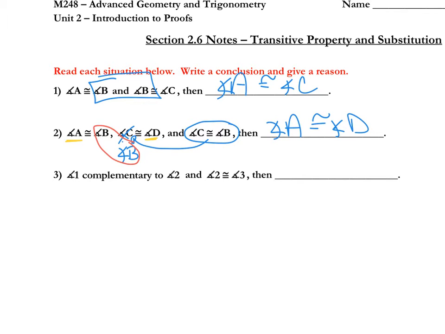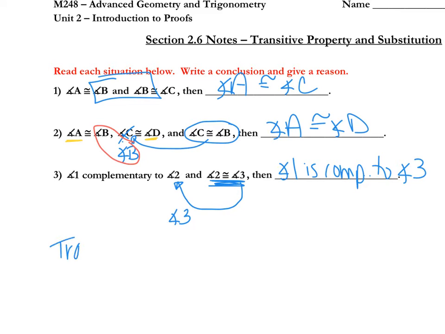Okay. And then finally, if angle 1 is complementary to angle 2 and 2 is congruent to 3, then what can we conclude? Well, if 2 is congruent to 3, then that means angle 1 must also be complementary to angle 3. All we did was take angle 3 and substitute it in for angle 2. And notice how I used the word there, substitution.